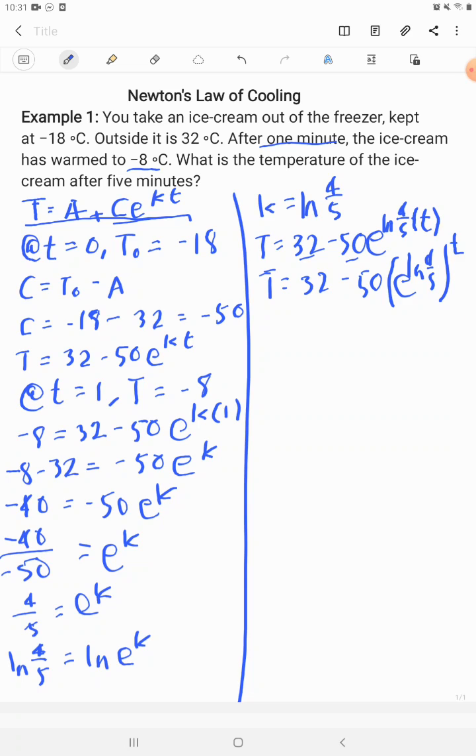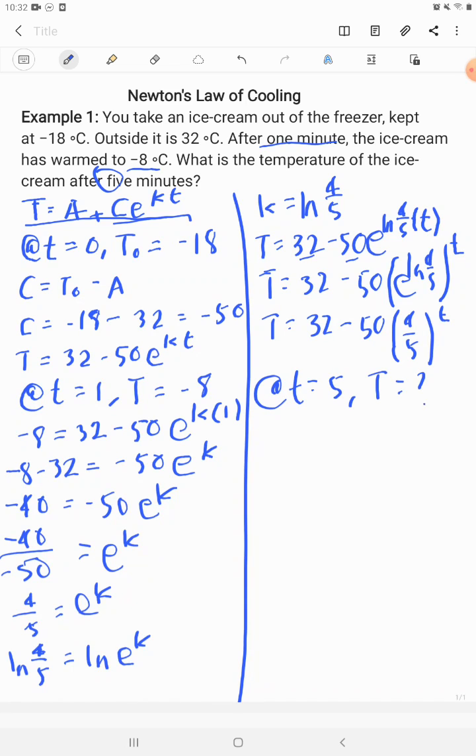Okay. So T, the temperature of the ice cream, is equal to 32 minus 50 times, and e to the ln of 4/5 we know is 4/5, raised to the power of t. And then the problem says, what is the temperature of the ice cream after 5 minutes? So that is at t equals 5 minutes, what is the temperature of the ice cream T? So after 5 minutes, we simply substitute 5 for t.